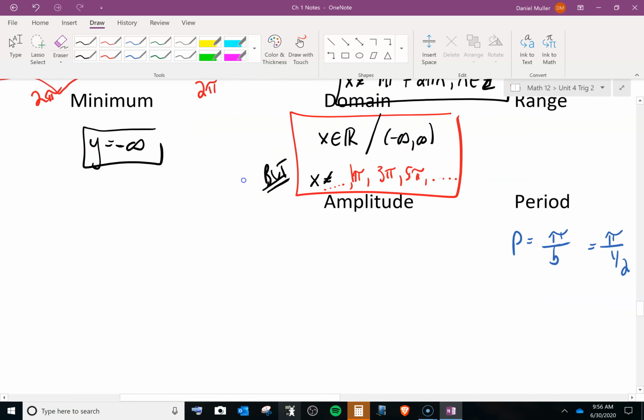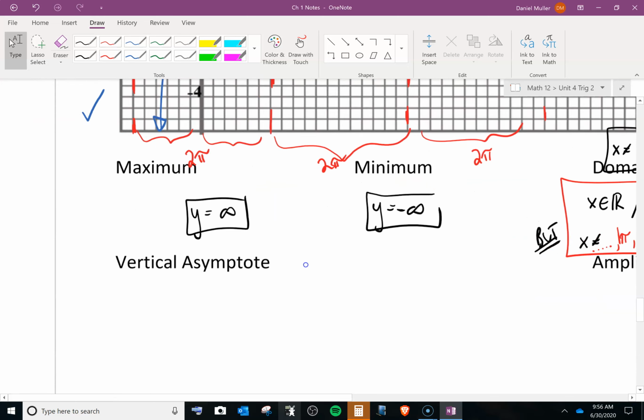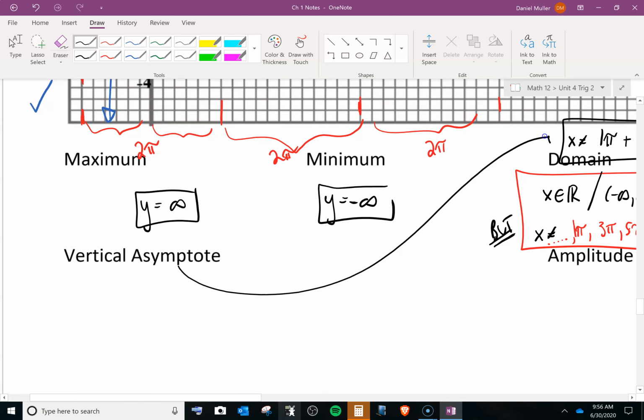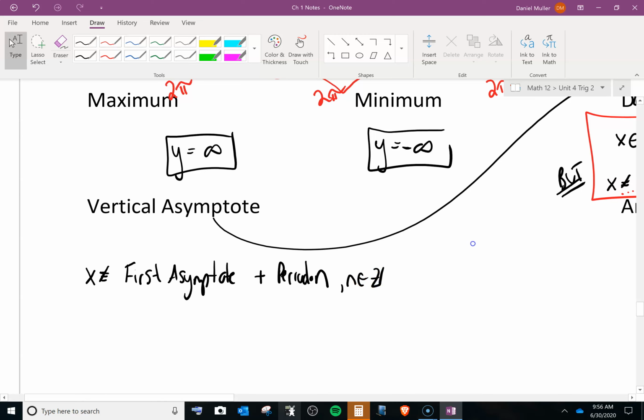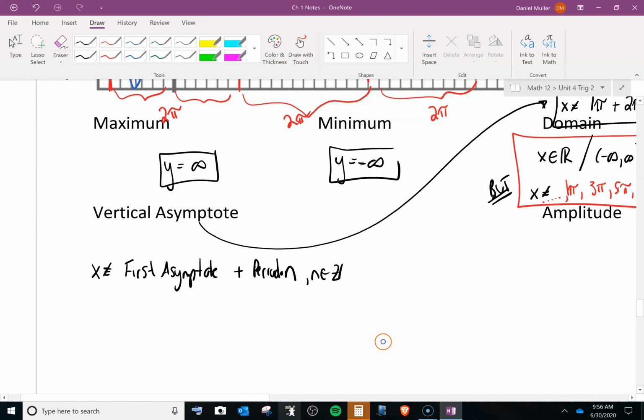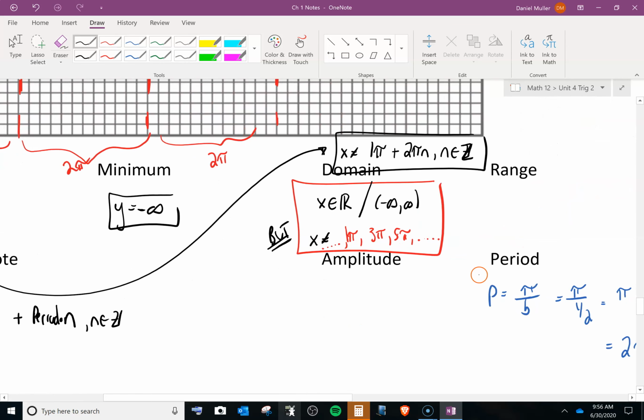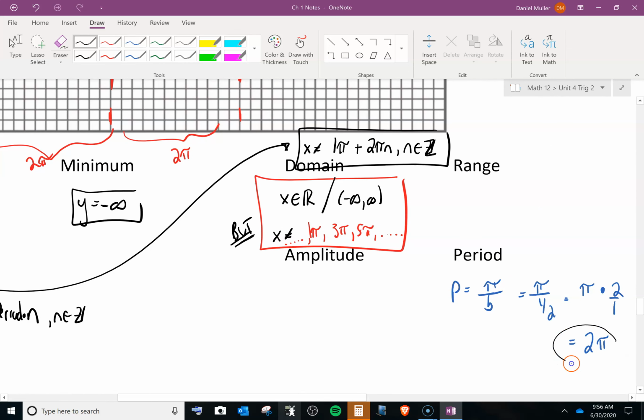So do I have a spot here for vertical asymptote? That is what this is right here. To write the vertical asymptote, the way that I like to write it is your first asymptote. This is kind of the formula: your first asymptote plus your period times n, where n is an element of the integers. So this is the formula, and we've already done the period. We found our period to be 2 pi.